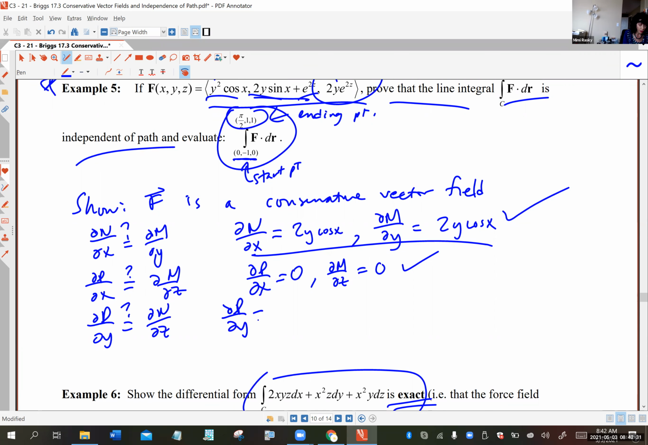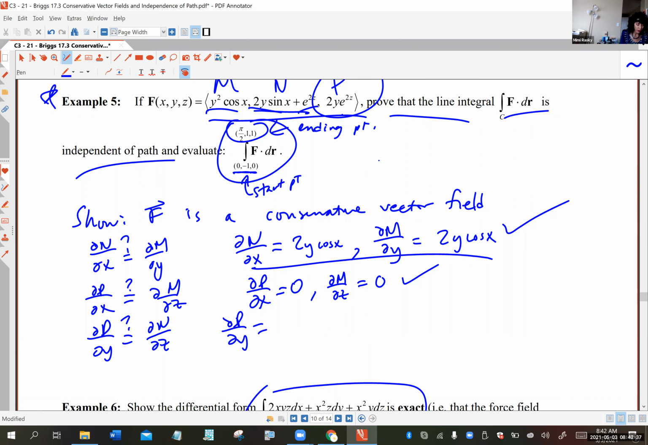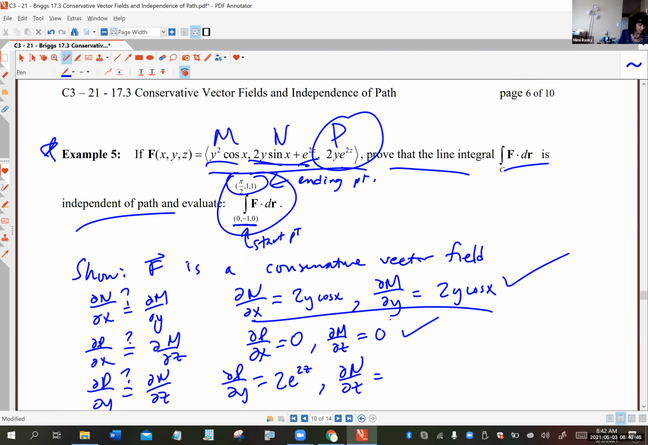dP/dy. Well, the derivative of 2y e to the 2z power with respect to y is 2e to the 2z. Does that equal dN/dz? I don't know. Let's figure it out. Well, the first term, 2y sine x, when you take the derivative of that with respect to z, I get 0. But what about the derivative of e to the 2z with respect to z? I get 2e to the 2z. Check. These are equal. Fantastic.